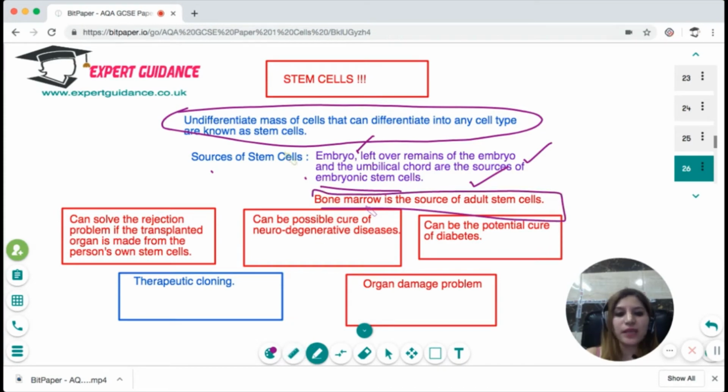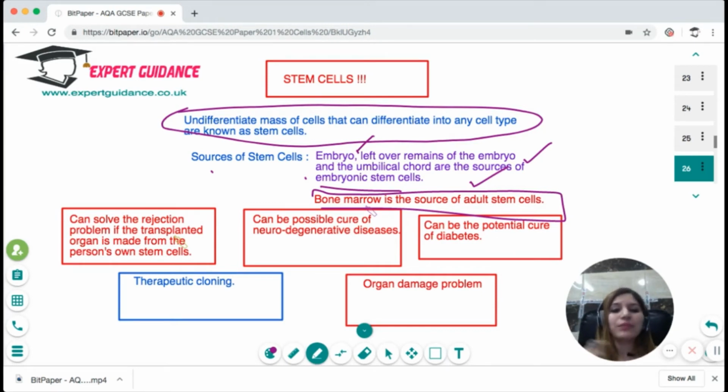Now, what are the possible promises of stem cells? In many cases transplantation fails due to rejection of the donor organ by the recipient, because the body recognizes it as foreign and the immune system tries to kill it. But if the person's own stem cells are used to generate the organ, the problem of rejection can be solved. Second, there are many neurodegenerative disorders in which part of the nerve cells get damaged. If the person's stem cells can recreate those nerve cells, then neurodegenerative disease can be treated.